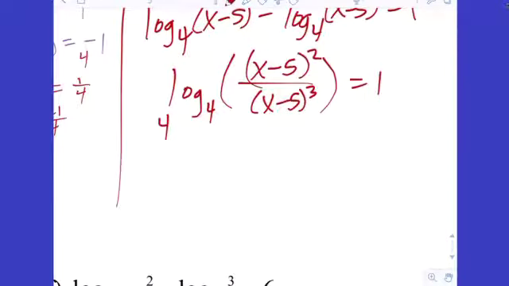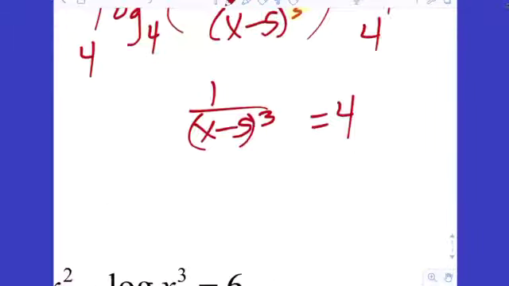So now if you exponentiate both sides, you're going to get 4 to the first, which is 4 on that side. What do you notice happens in here? 2 of those x minus 5 factors divide out, right? Leaving you 1 over x minus 5 cubed. And now, since you have a ratio on each side, a proportion essentially, you can flip both sides. So you get x minus 5 cubed equals 1/4.